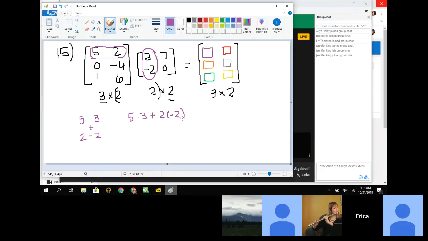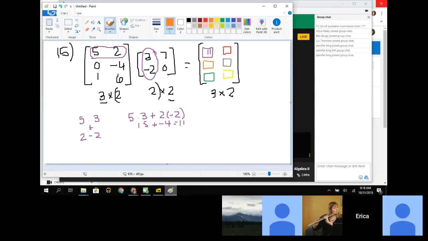It's kind of like I wish I had my hand so I could show you. You take this guy and move it sideways to multiply across. So when I do that, I get 15 plus -4, which is 11. So my end result is 11 for that one. Okay, so now I've done one.